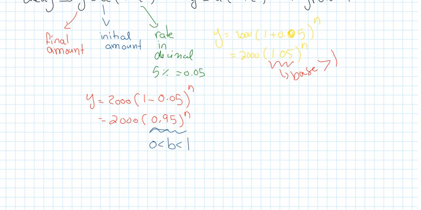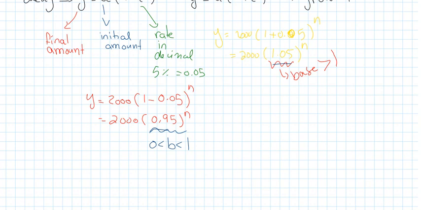So whenever you look at your base, the base is the one that has the exponent on top of it. So this is your base right here because it has the exponent on top of it. Whenever your base is greater than 1, then it's growth. If your base is between 0 and 1, then it's a decay. Does that make sense?